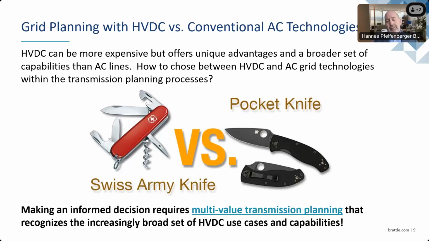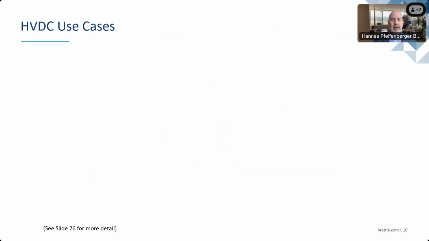But what it means for transmission planning is that to make an informed decision on HVDC, we need to look at it from a multi-value transmission planning mindset. This is not addressing a simple need to increase transfer capability between A and B. It's really a question of whether the added capabilities have value and how we value this in the transmission planning process. This means we need to understand what HVDC can do and what the use cases are where these benefits are most compelling.